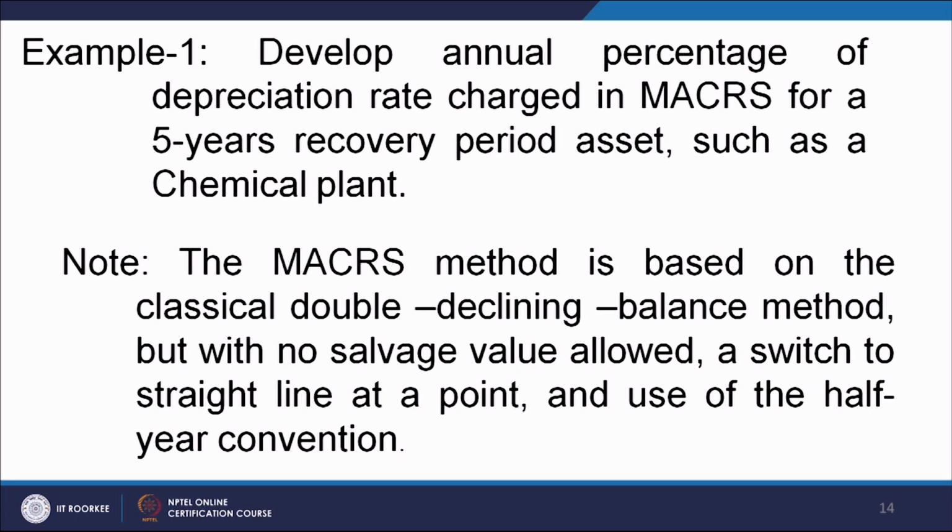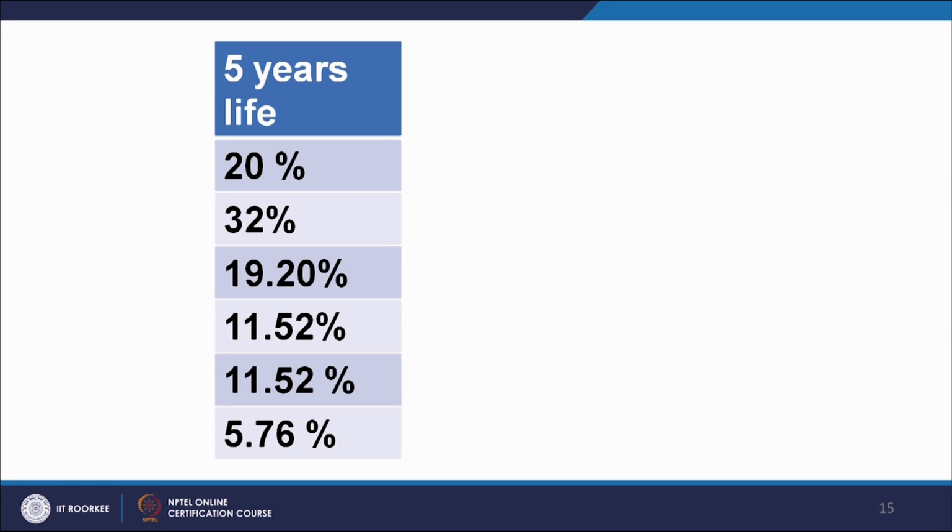Now, we should note that the MACRS method is based on the classical double declining balance method, but with no salvage value allowed, that means salvage value taken is 0, a switch to straight line at a point, and use of the half year convention. Now, this is the 5-year life period.